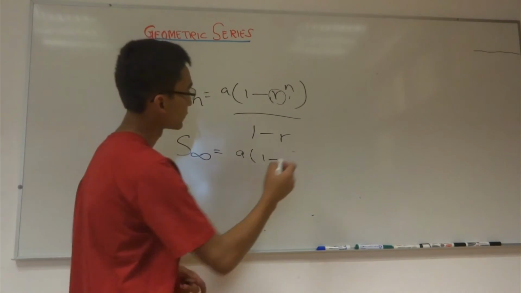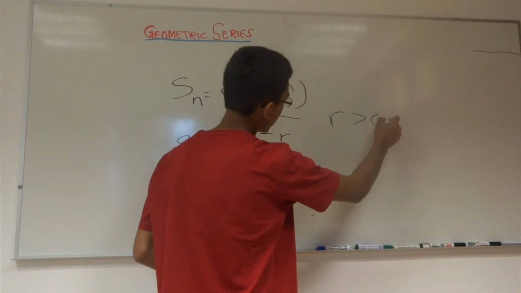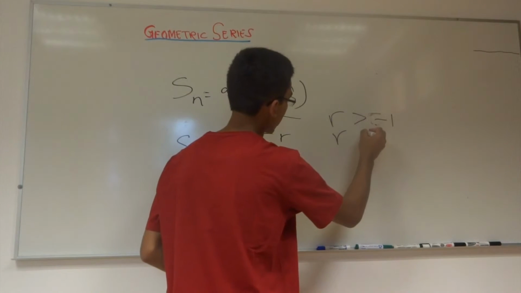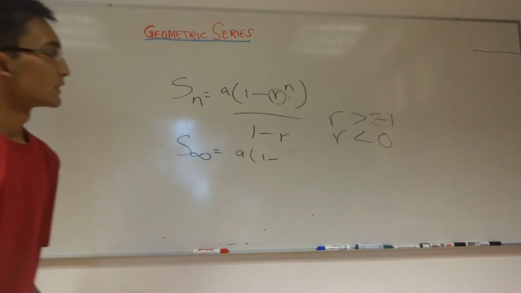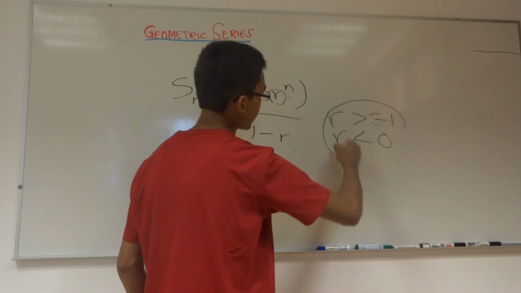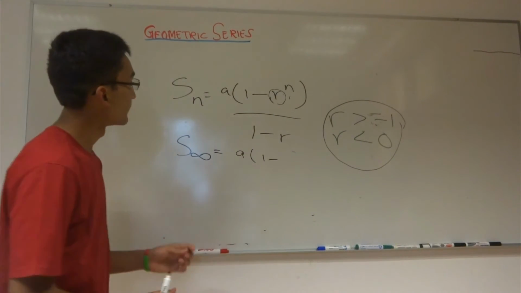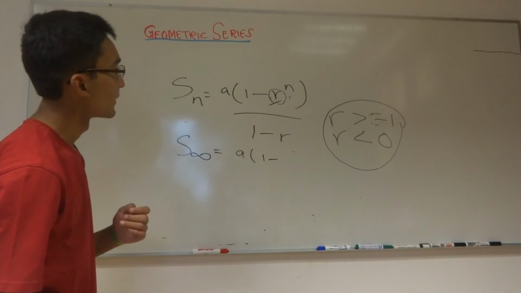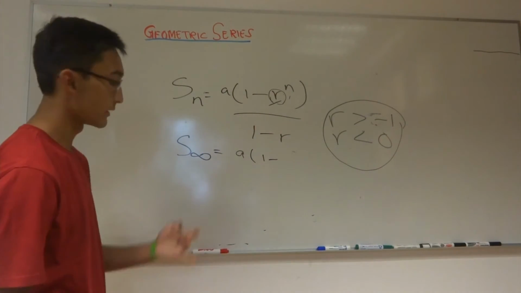So let's say r was greater than -1 and smaller than 0. When r is greater than -1 and when r is smaller than 0, what you'll have is this. You have that as 0.